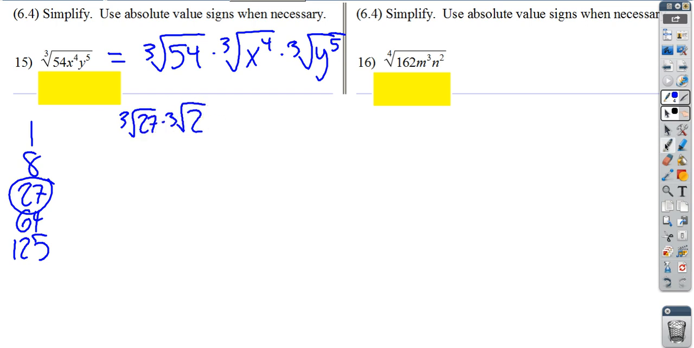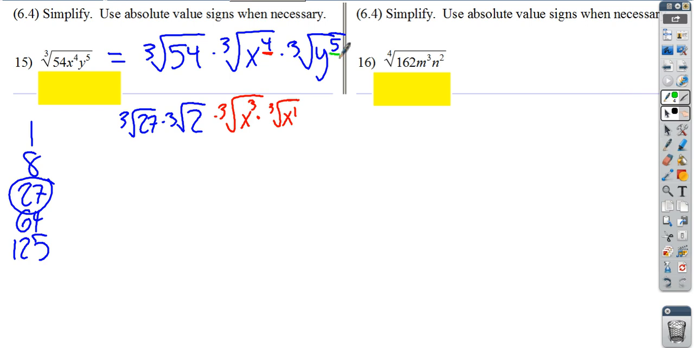Then I look at x and I say, well, I'm taking the cube roots. I want to see if there's some multiple of 3 that I can pull out of there, because that would make me able to easily take the cube root. And I can break x to the 4th into x to the 3rd times x to the 1st. You could also break it into x squared times x squared, but the reason we're doing x cubed times x to the 1st is because that is going to allow us to easily take the cube root.